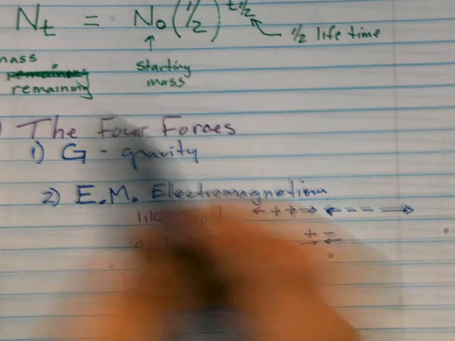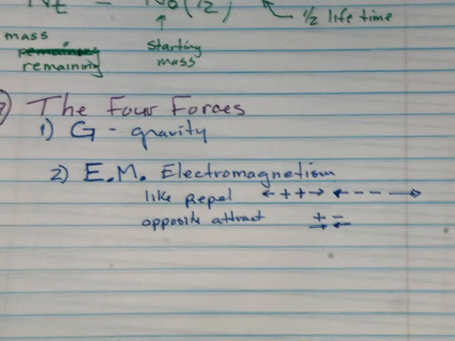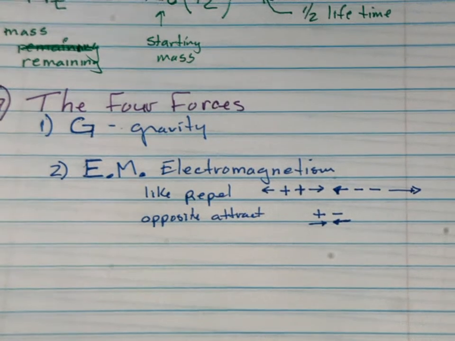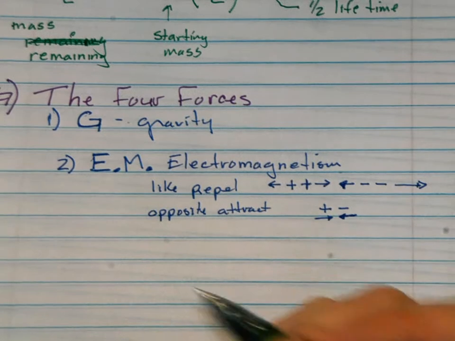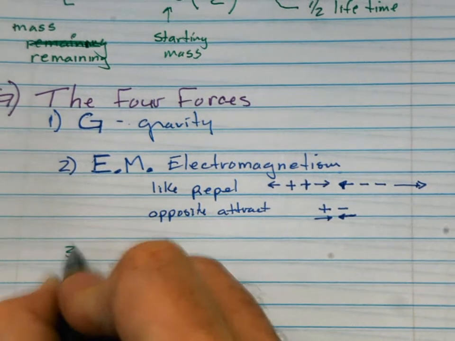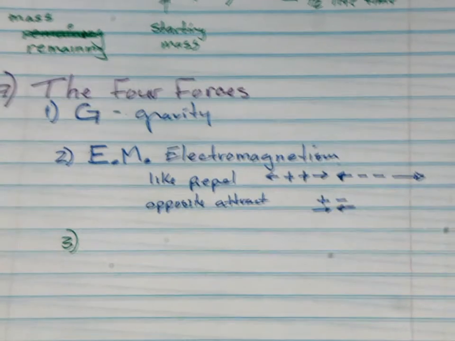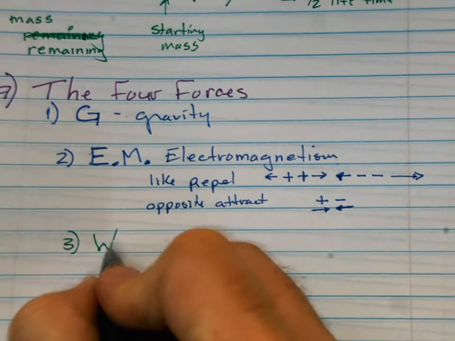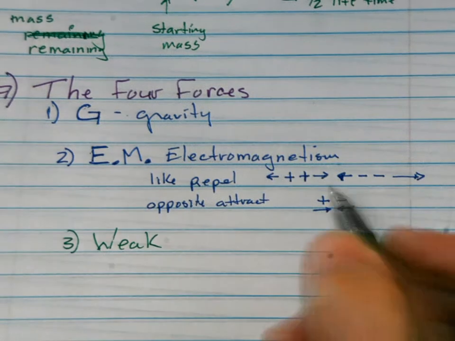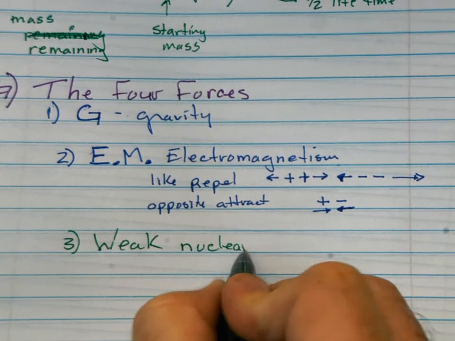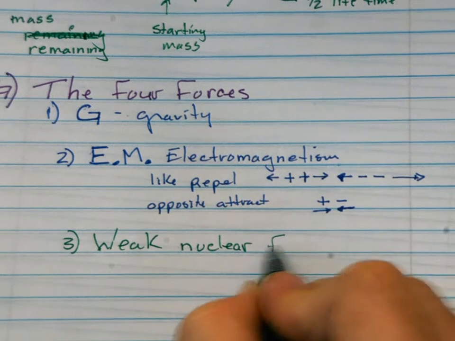Now, these are the two forces that humanity first discovered. They were fairly easy for us to see. We deal with them every day. Now, the next ones are maybe a little over 100 years old, which for science is fairly new. So the third force is called the weak nuclear force. The weak, and then we're going to say nuclear because it happens in the nucleus of an atom.